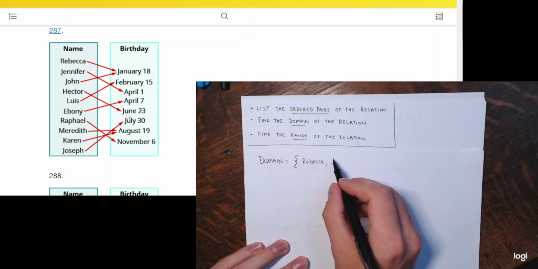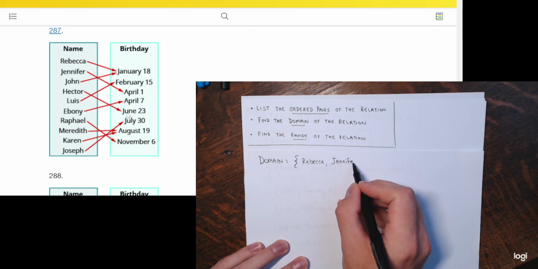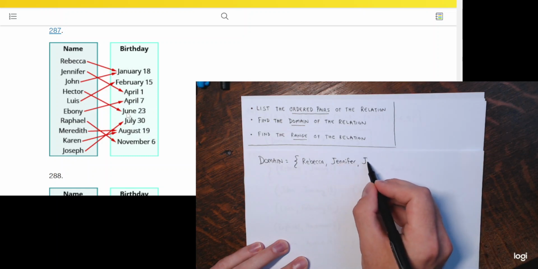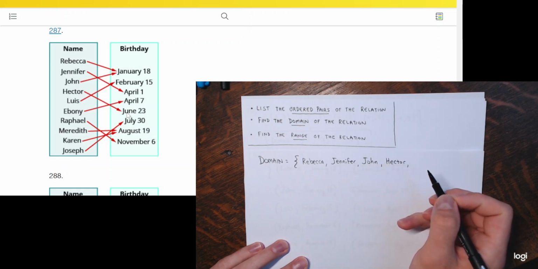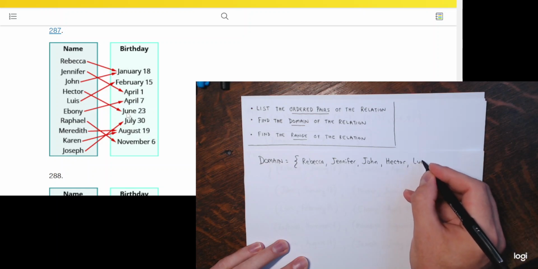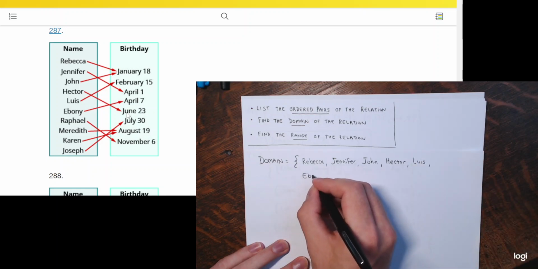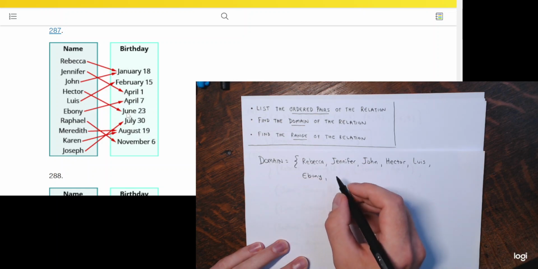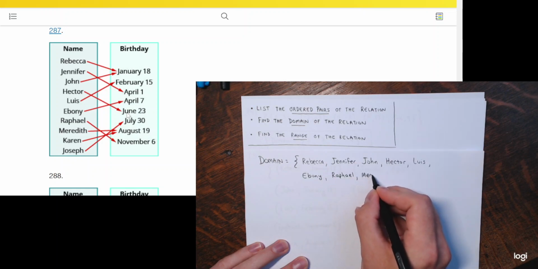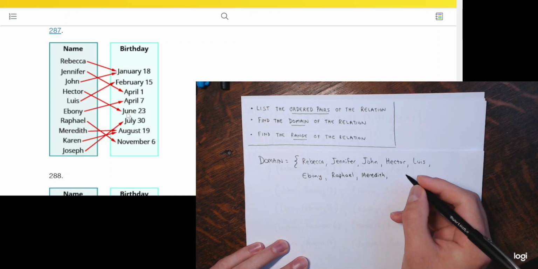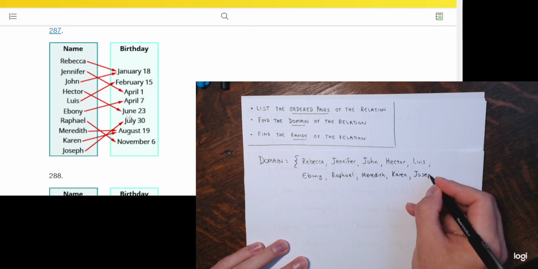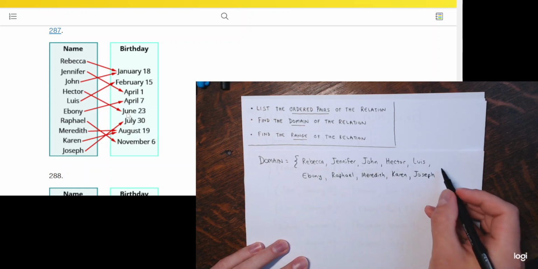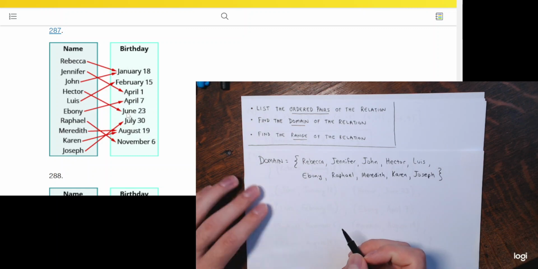So Rebecca's in the domain, Jennifer's in the domain, John, Hector, Luis, Ebony, Raphael, Meredith, Karen, and Joseph. All right, so these 10 people, these 10 names are in the domain. And I'm closing the braces.